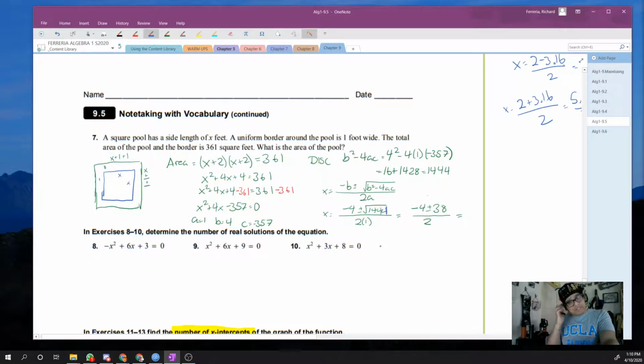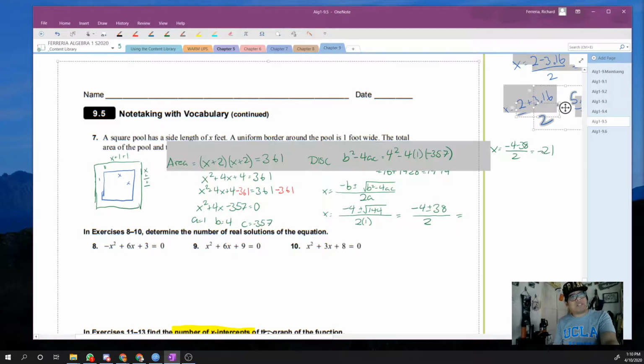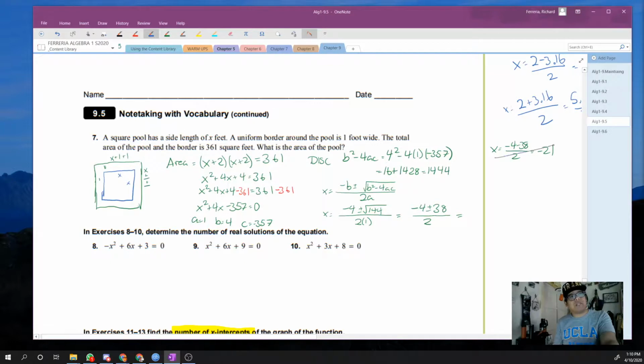So just taking a look at that, I can see that one of those roots is going to be negative. One of those solutions is negative. Which one is it? Well, minus 4 minus 38 over 2 is negative 21. This can't be a solution to our problem because that's a negative result. The side of the pool has to be a positive number.